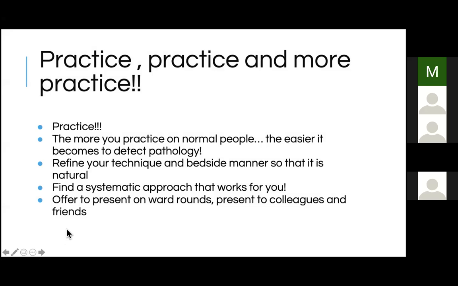So I think I was on this slide before, but you guys couldn't see it. But I think the most important thing is that you should all practice on as many people as you can, friends, family, to find out what normal is like. It also helps you refine your technique and find a systematic approach that works for you. You don't have to follow a specific approach. Just find something that you can follow and is logical for you, and something that's easy for you to remember. And also be brave and offer to present on ward rounds, present to colleagues and friends. It just helps.